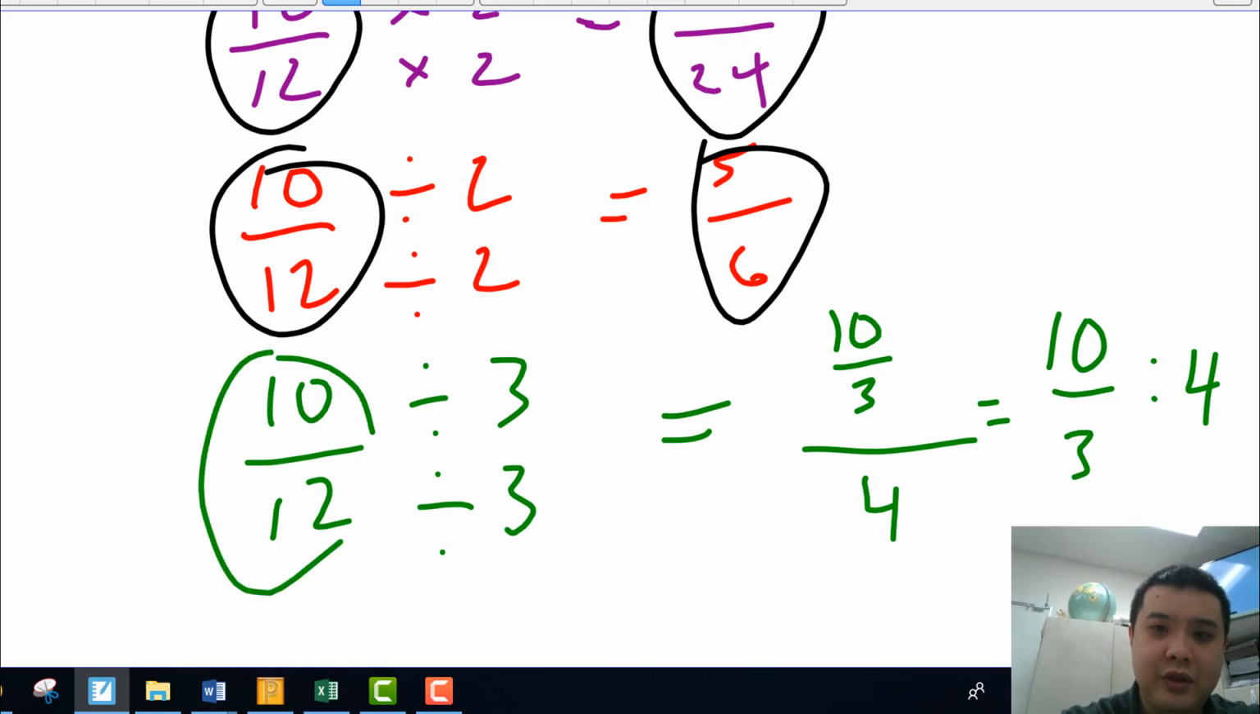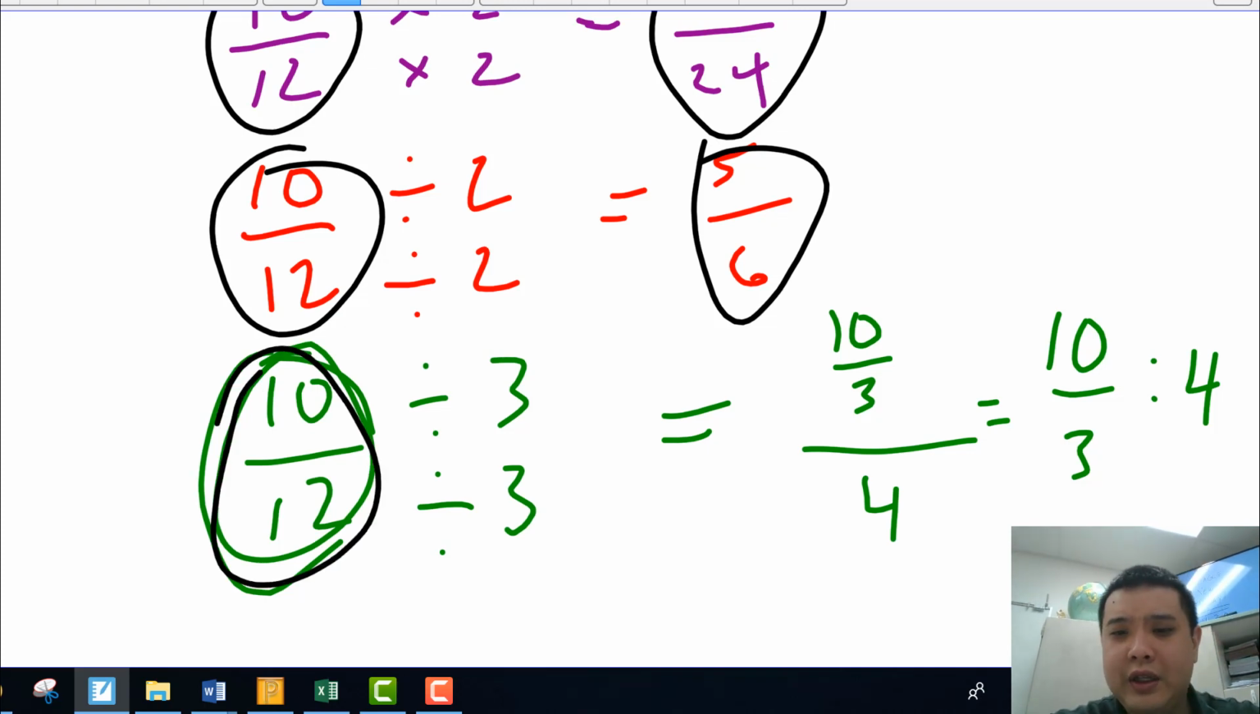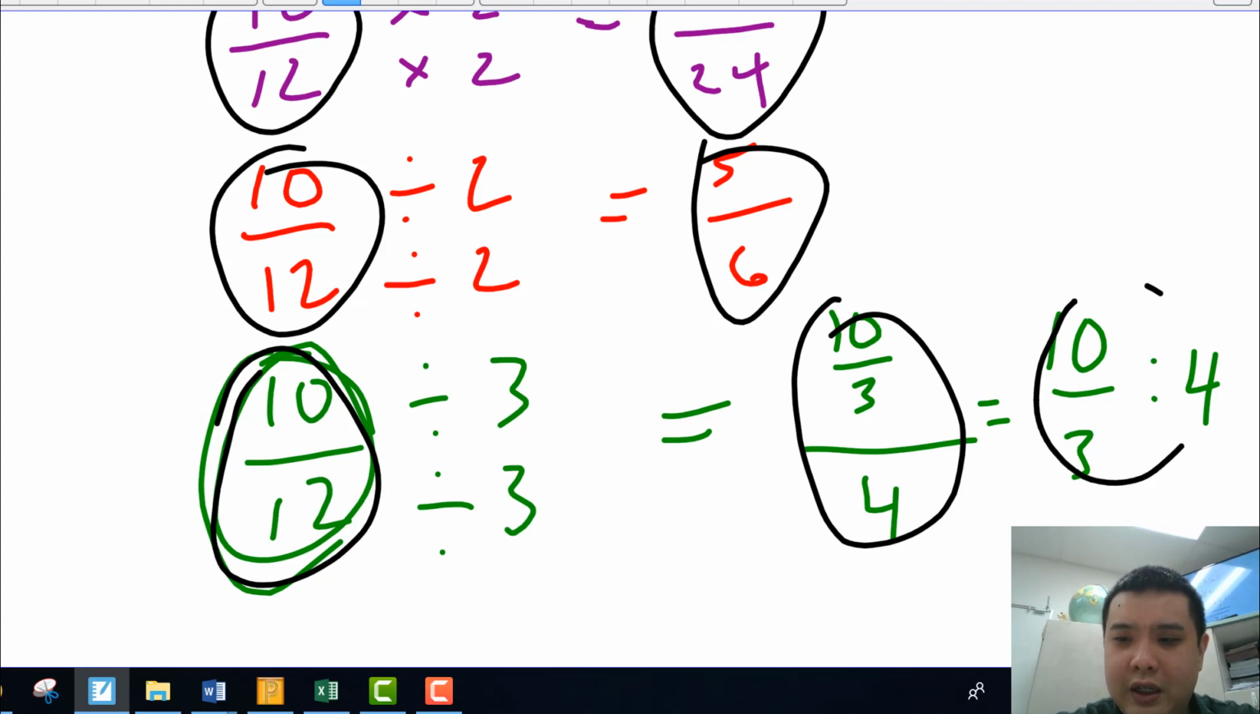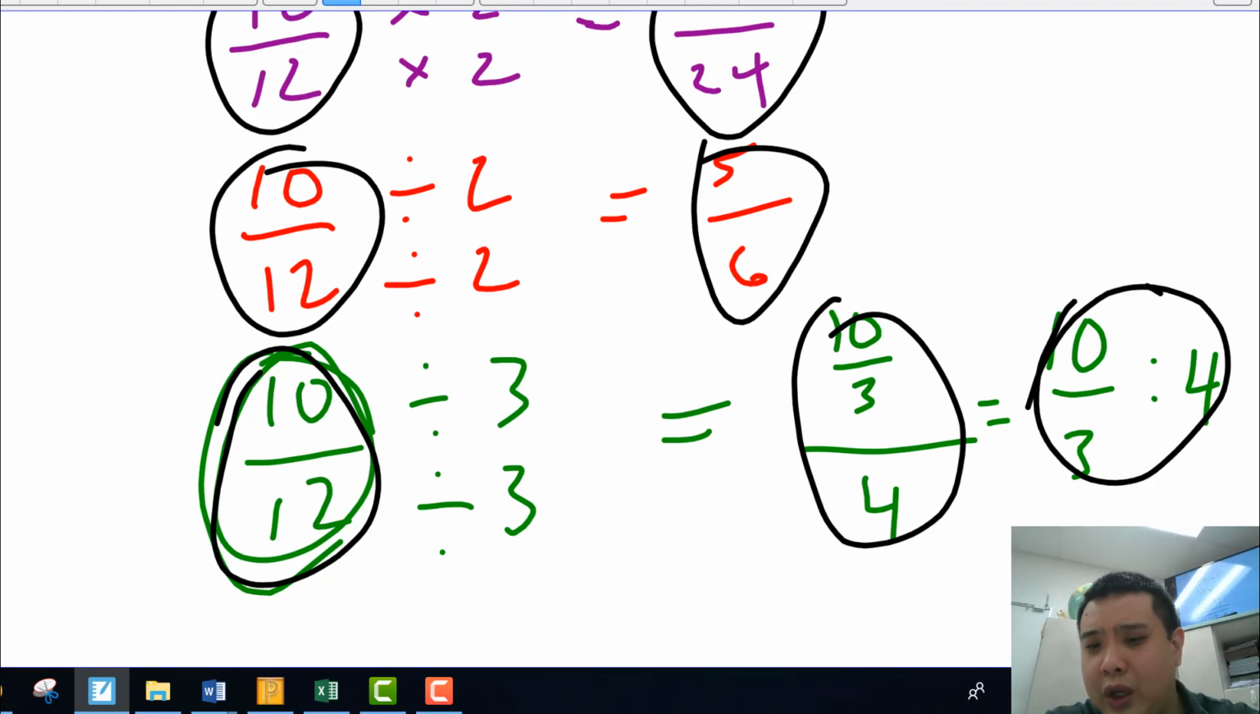All of these, oops, it should be black. I don't know why it's not turning out black. There you go. This, and these. Okay, 10 to 12, 10 thirds to 4, and 10 thirds to 4 are all equivalent ratios.